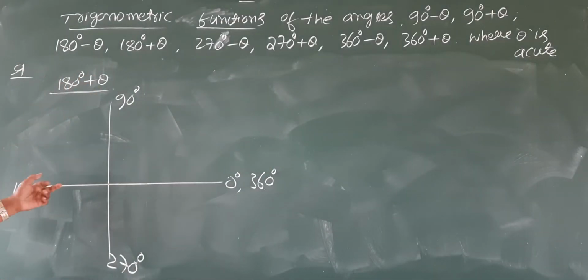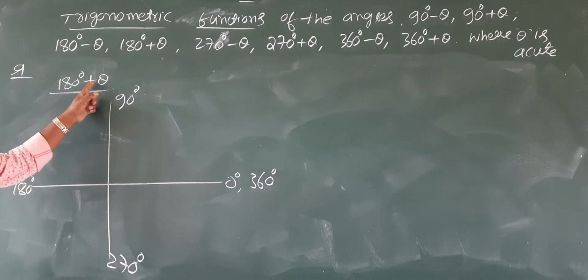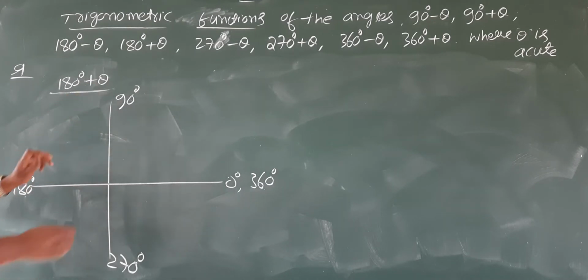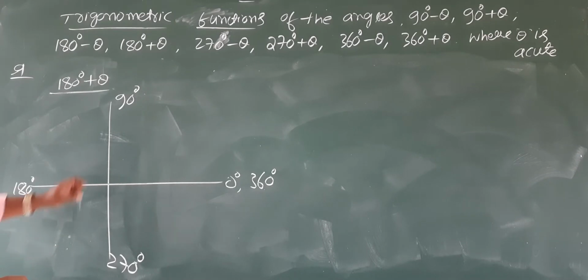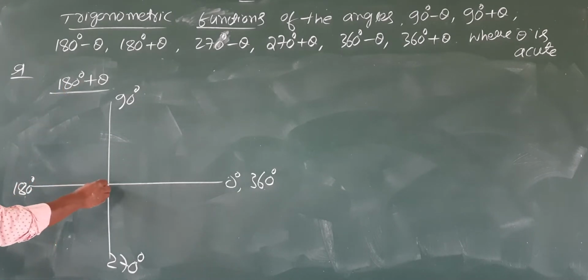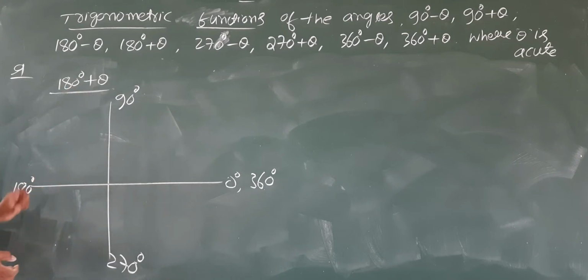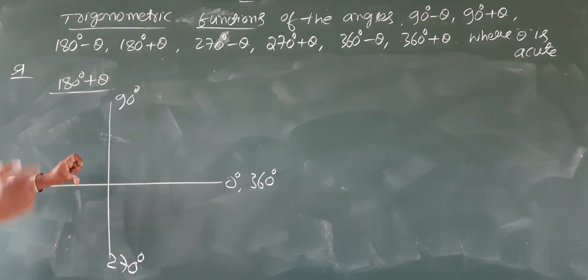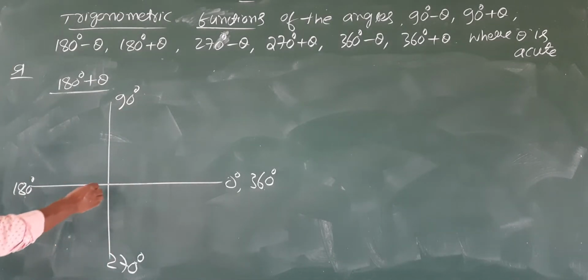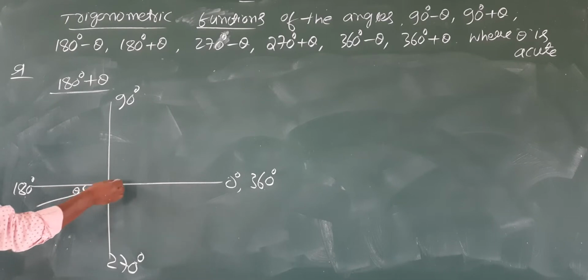180 plus theta. Up to here it is 180 degree. You move a little bit more than 180, up to theta, right? So 180 plus theta. Still you go for a little more. A little more means its measure should be theta. Theta is acute. This is theta.